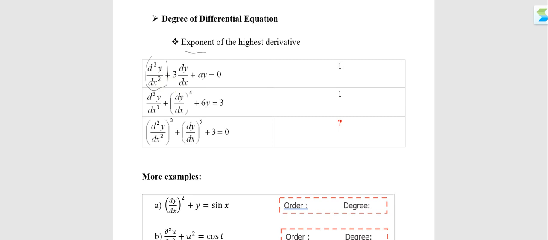For the second equation, the highest derivative is the third derivative, but the power is 1 here. So that's why it is 1, not 4. It is not 4 because that is not the highest derivative. The highest derivative is the third. For this equation, you have d square y over dx square and dy dx. The highest derivative is this one and the power is 3, so the degree for this DE is 3.